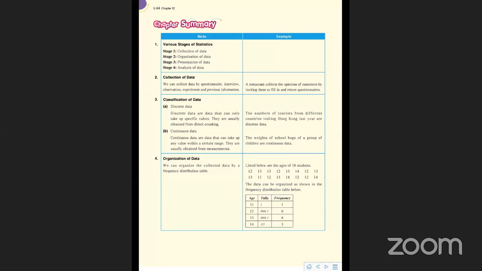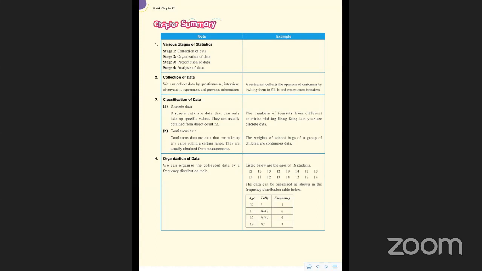Here, I just highlight something that you need to know, and then you can mark it in your book. And we refer to the chapter summary here. Okay, you can mark down the points that you usually see in those questions, or mark down the main points for you to answer those questions.